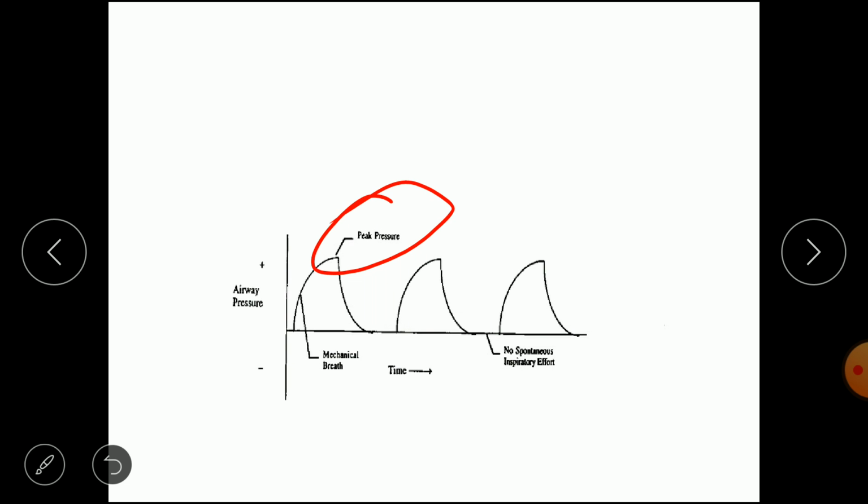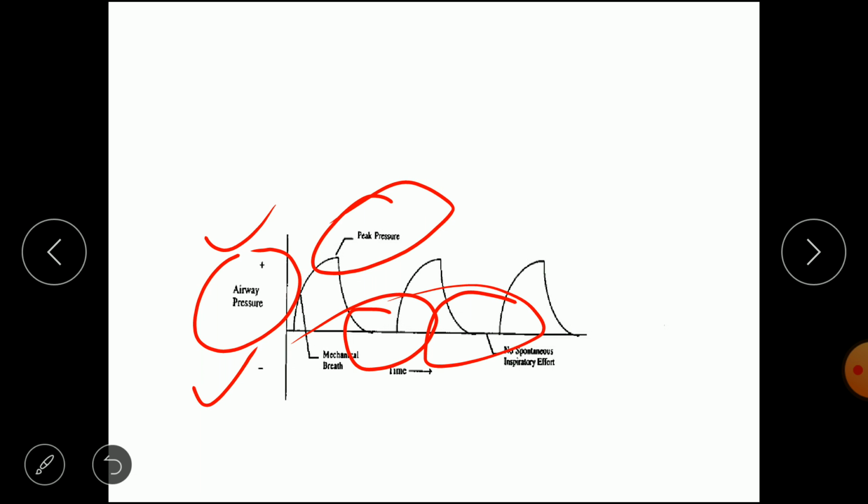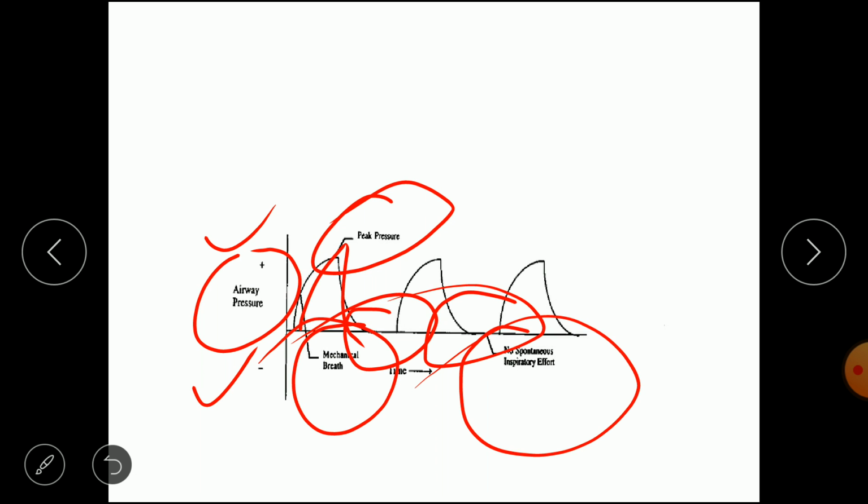Here the graph is shown, in which the peak pressure is shown. First of all, here airway pressure is positive, and here negative. In this type of mode, there is no spontaneous breathing shown in the graph, only mechanical breaths. It is a mechanical breath provided by the CMV mode, with no spontaneous respiratory effort by the patient. The graph is airway pressure versus time. So this is the graph of CMV mode.